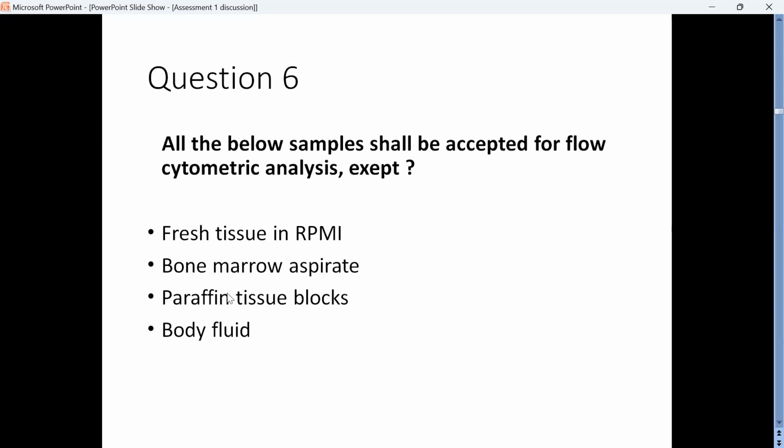Paraffin tissue block, there is no chance that you can make a single cell suspension with this. Correct? Already the tissue has been fixed, it has been subjected to multiple chemicals, it has been dehydrated, and it has been embedded in wax. From such a tissue you can take the DNA out, but you can't get the cells in toto as single cells. So the answer for this question is that you cannot use paraffin tissue blocks for flow cytometric analysis. But you can use them for DNA, genetic studies. That's different. Molecular studies.